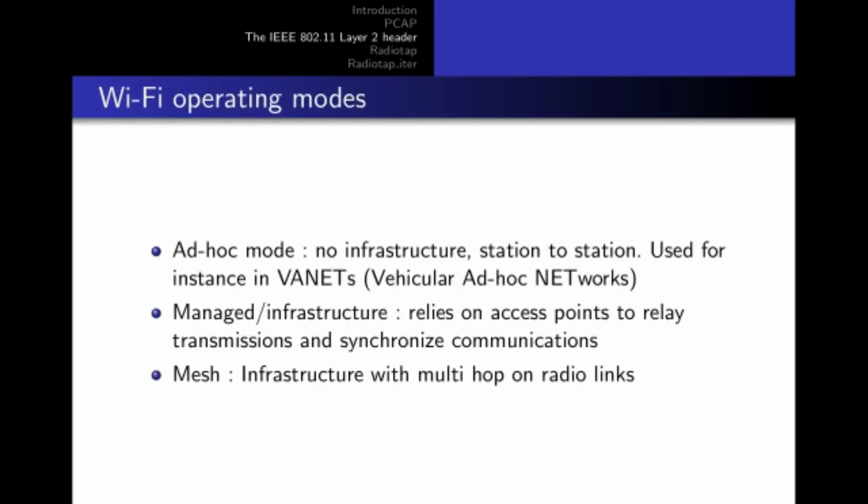So there are several Wi-Fi operating modes. In ad hoc mode, no infrastructure, it is station to station. It's used, for instance, in VANET, vehicular ad hoc networks. In managed or infrastructure mode, you rely on access points to relay transmissions and synchronize communications between the mobile devices in Wi-Fi and with the wired network which goes to the core network. In mesh mode, you have an infrastructure with multi-hop on radio links between several access points until you finally reach the wired network if it exists.